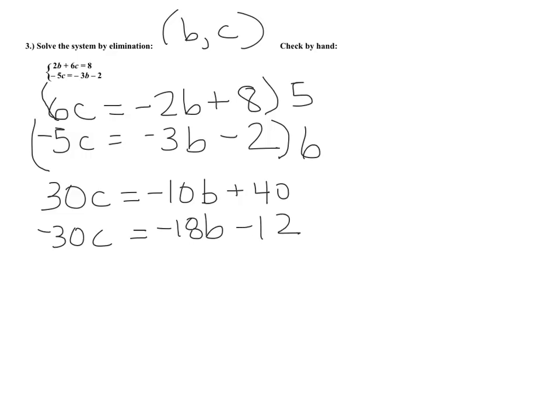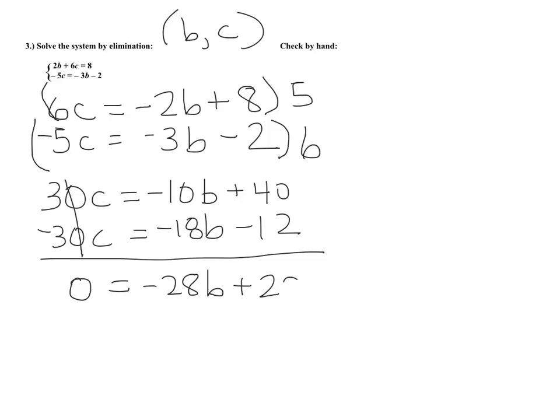And so now I'm going to add my equations together. 30c and negative 30c, that cancels out. But you know what? There's nothing else with it, so I have to write the 0. Because now I'm going to have 0 equals, well, negative 10b minus 18b is negative 28b. And then 40 minus 12 is 28, so I get plus 28.